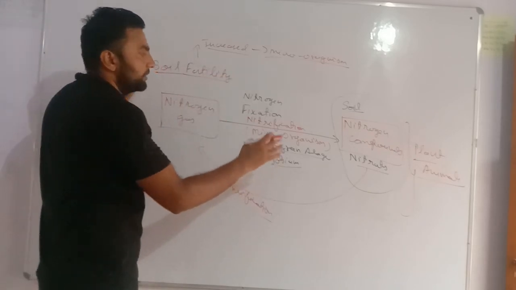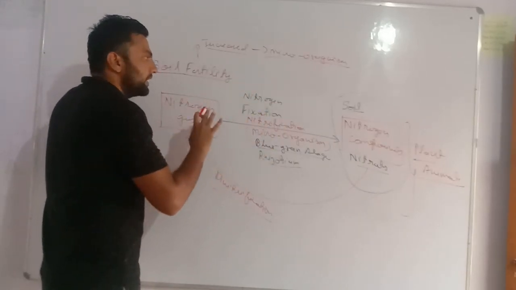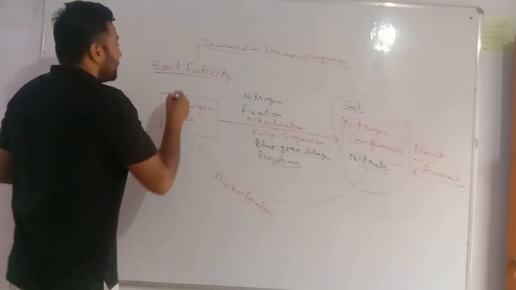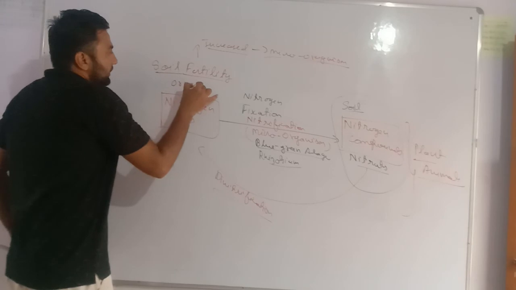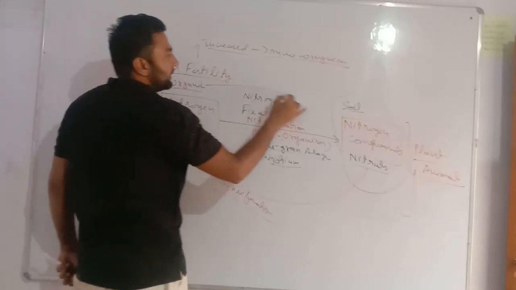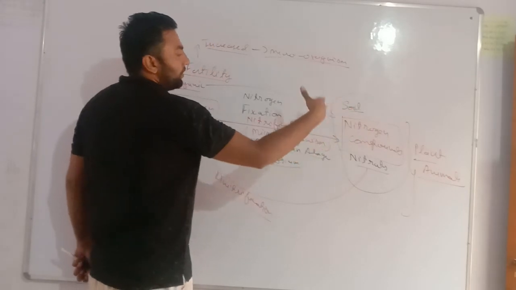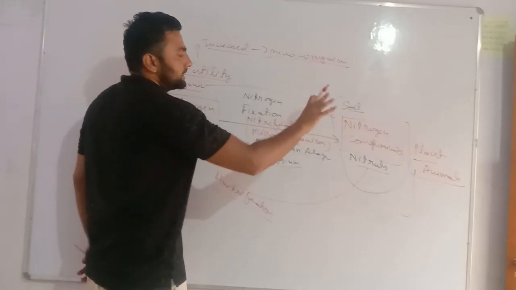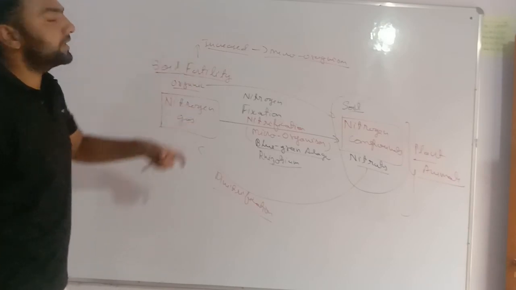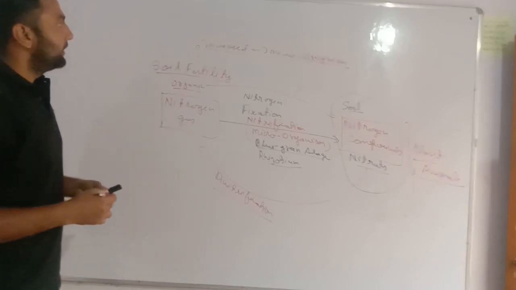Blue-green algae and rhizobium convert this nitrogen gas into nitrates. Moreover, decomposers convert organic material into nitrates or nutrients, whatever it is, and mix them into soil. So this is the process by which they maintain the soil fertility.